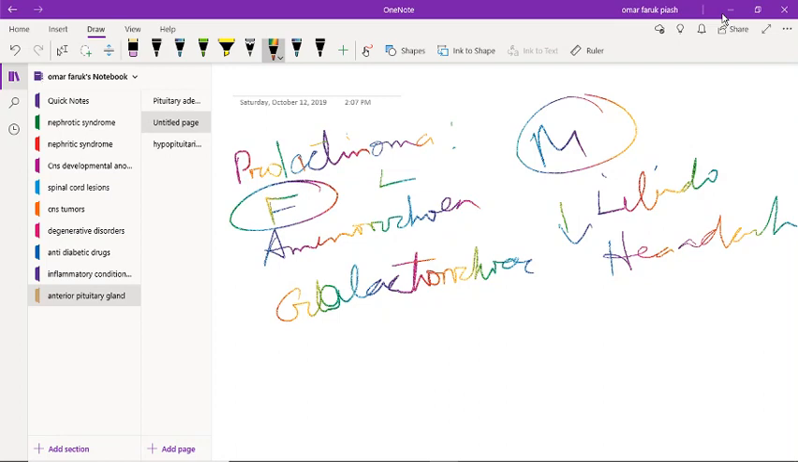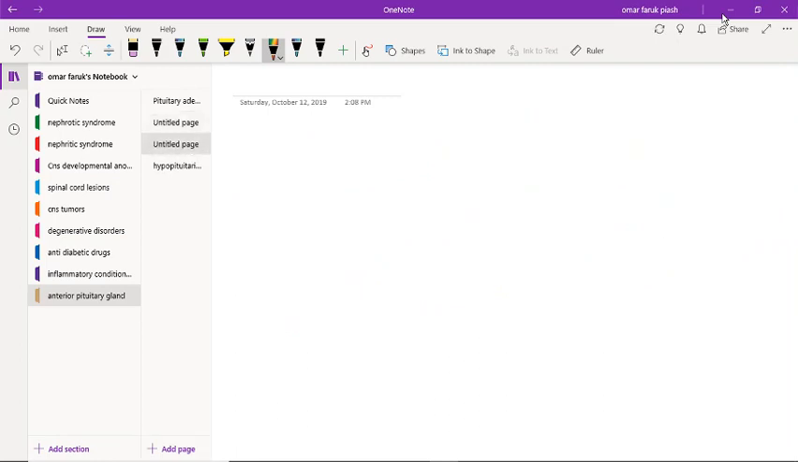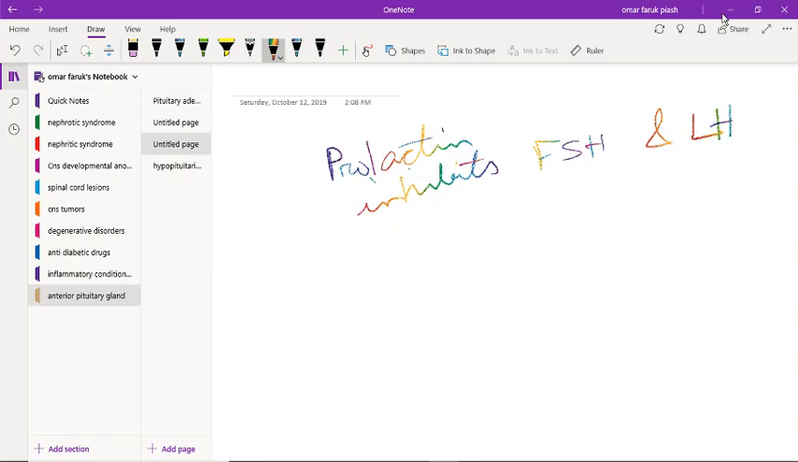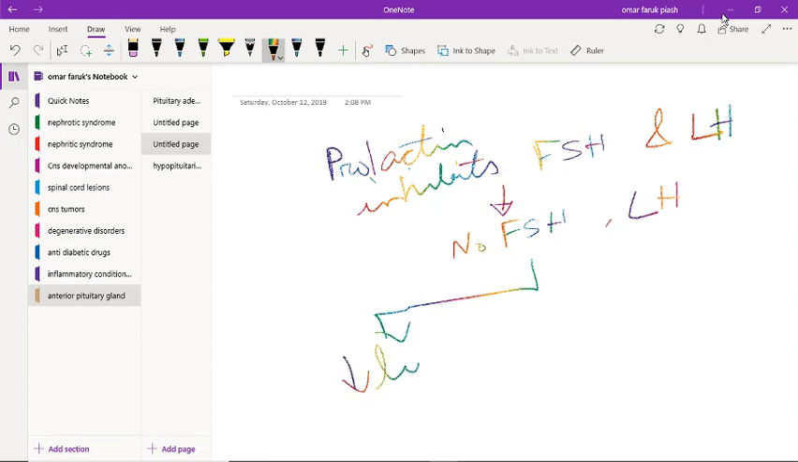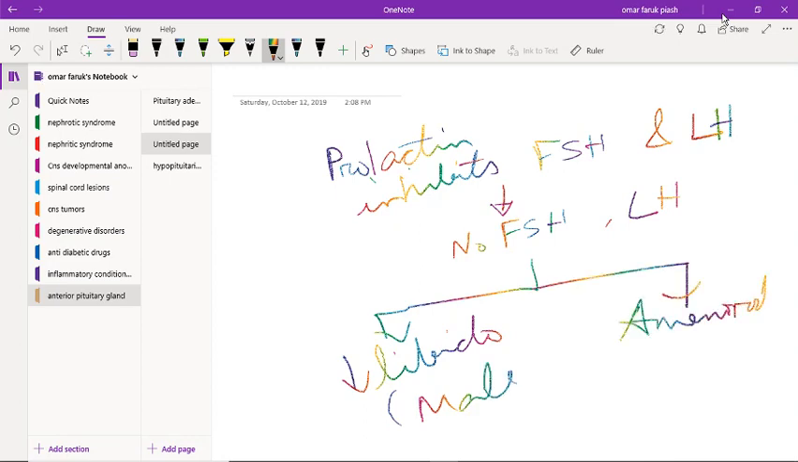What is the pathophysiology behind this prolactinoma? What does prolactin do? Prolactin inhibits FSH and LH. As there is no FSH and LH, there is decreased libido in males and amenorrhea in females. Amenorrhea and galactorrhea in females.